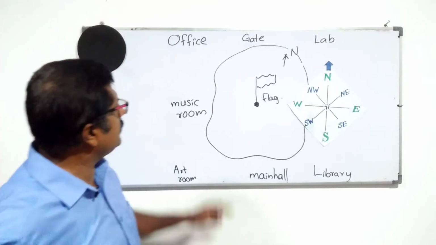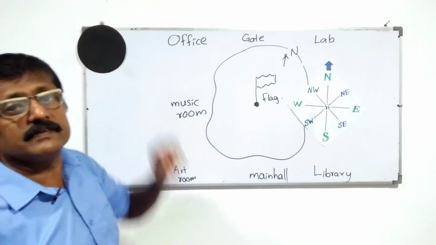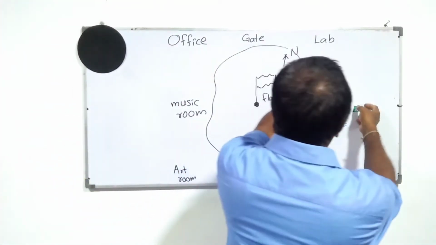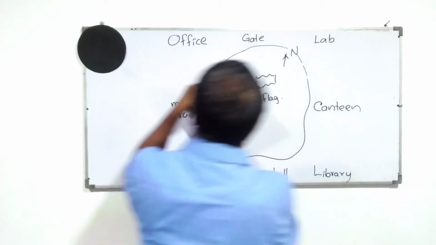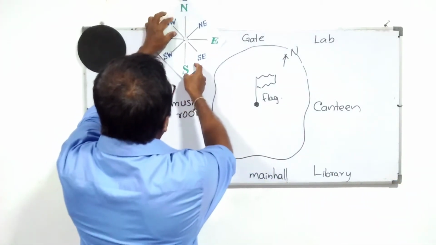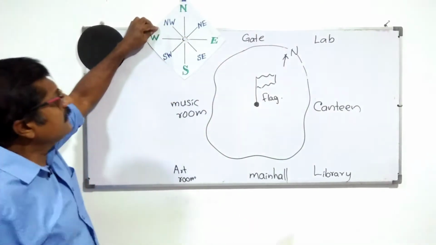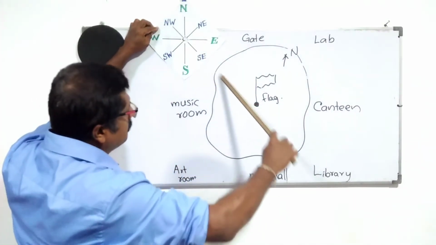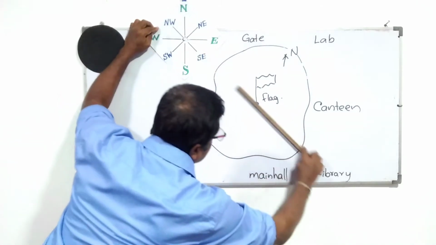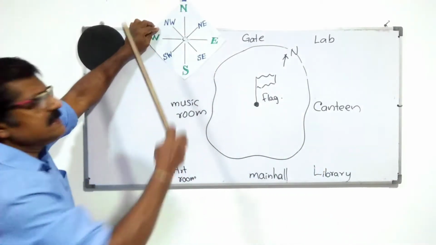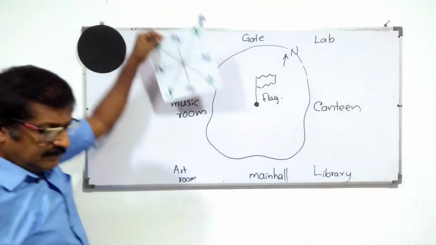And if you want to get the direction of these things from the office, the principal wants to find the direction of these things from the office. Then he places it at the office. Then the gate lies in the east, while the flagpole and library, both of these things, lie in the southeast. Alright, this is the way.